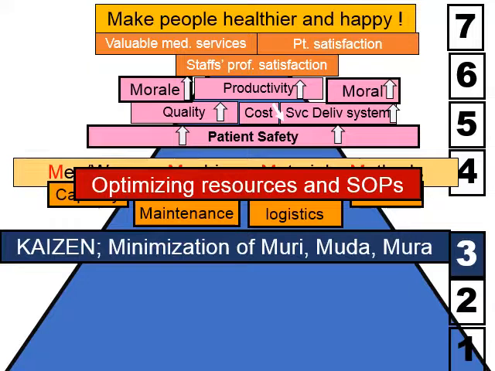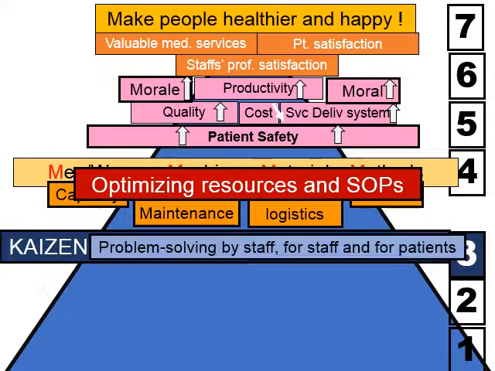Reduction of overburden or strenuous condition of work, minimization of wastes and irregularities of work processes that are called 3M, MURI, Muda, and Mura in Japanese, should be achieved by Kaizen. Kaizen is problem solving, by the staff, for the staff, and for the benefits of patients, in the context of hospital. It should be teamwork.